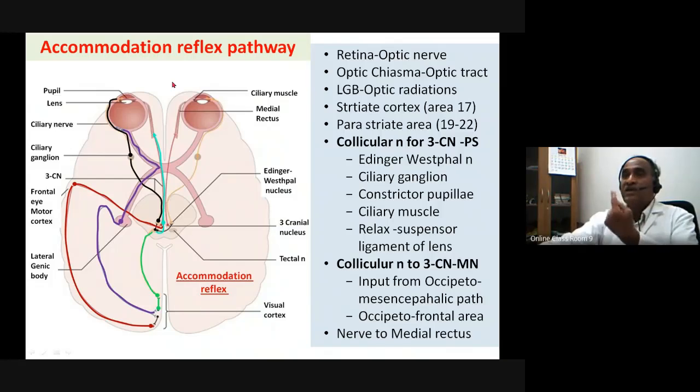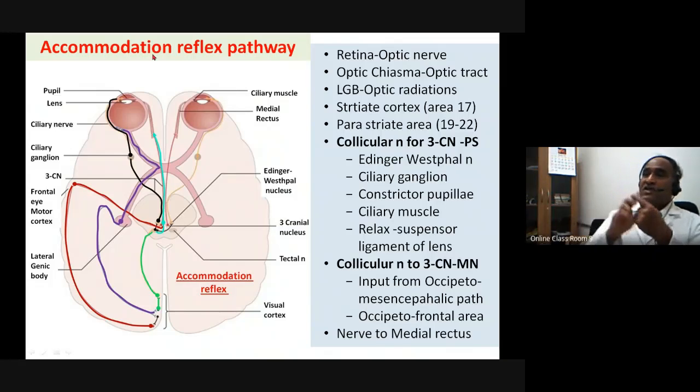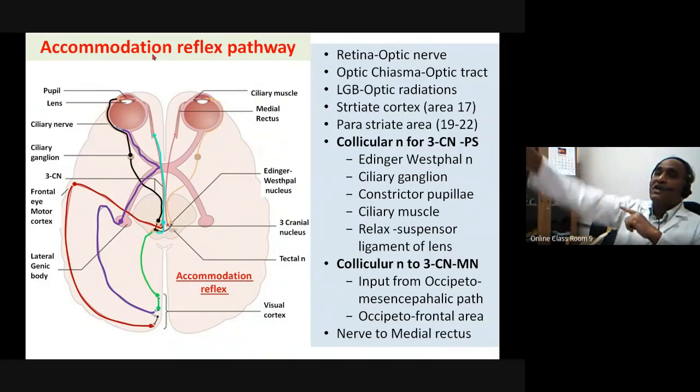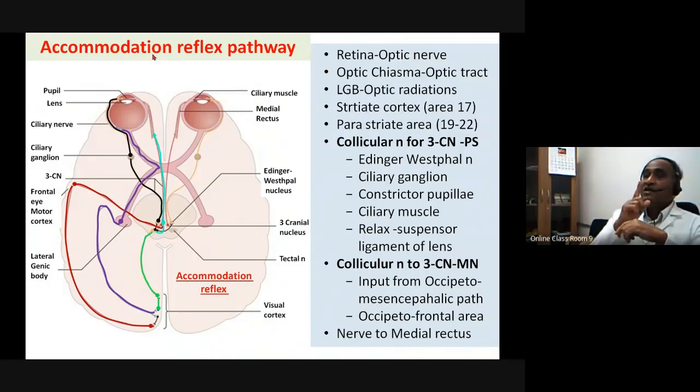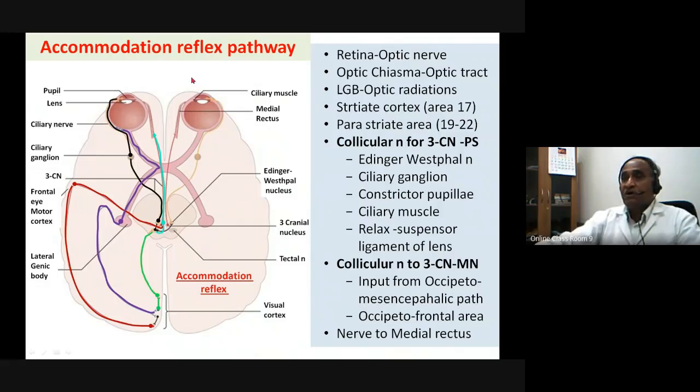See how we test the accommodation reflex. We ask the individual to focus at infinity and suddenly bring the focus back to the tip of the nose, where you place the finger. And when you place the finger, what happens? There will be a convergence of the eyeballs, because when you bring it in suddenly, the eyeballs reflexly converge. So now what are the pathways for this?